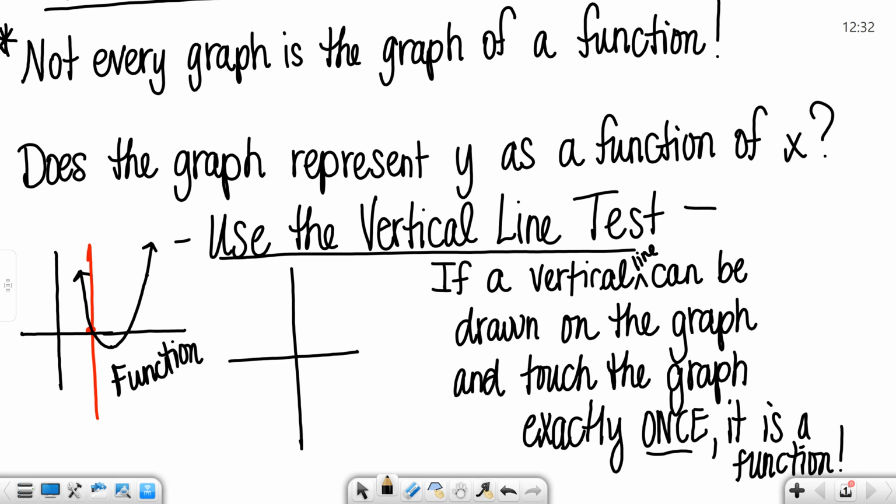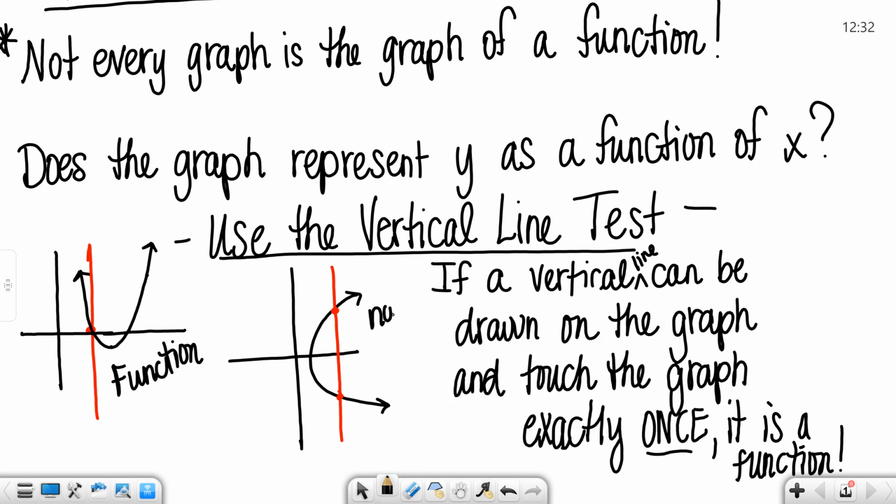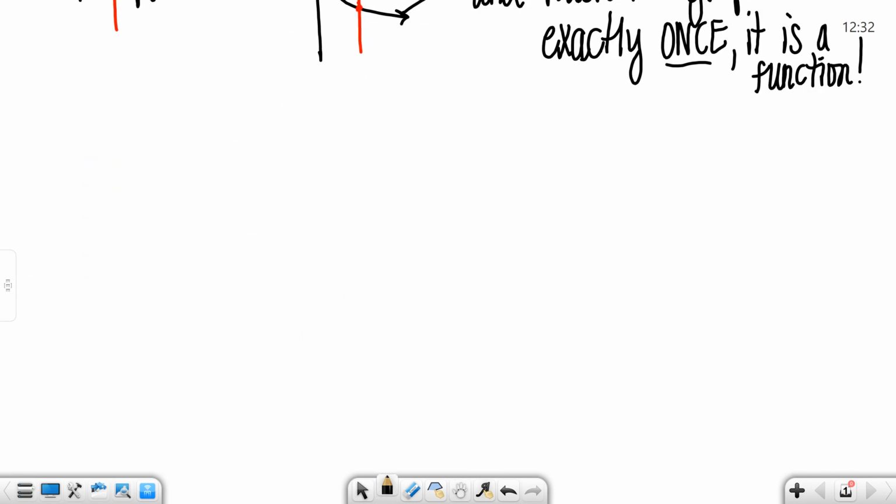Let's see another one. What if my curve looked like this? Now we're going to draw a vertical line. I'm going to use red again. When I draw a vertical line, notice it touches twice. So that does not meet our criteria. So this is not a function. The vertical line touched twice. That's exactly how easy the vertical line test is to decide if a graph represents a function. So that vertical line test is something we're going to have to remember.